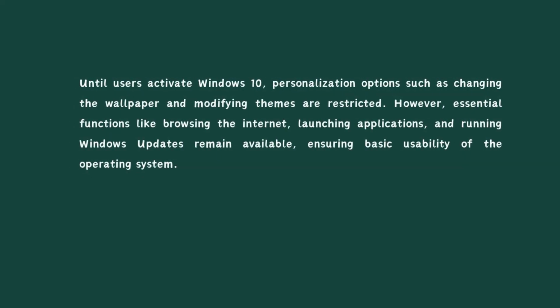Until users activate Windows 10, personalization options such as changing the wallpaper and modifying themes are restricted. However, essential functions like browsing the Internet, launching applications, and running Windows updates remain available, ensuring basic usability of the operating system.